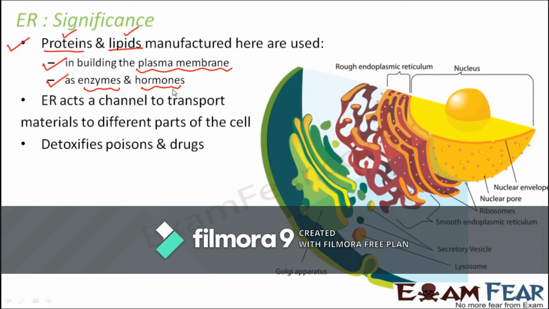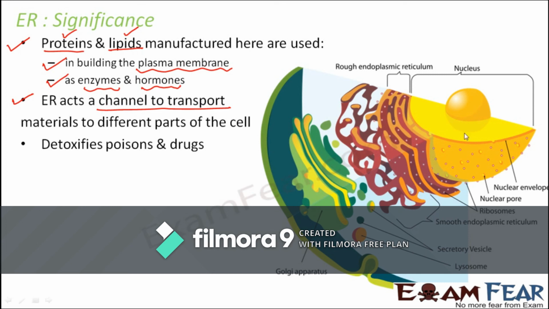If you talk about hormones, they play extremely important roles. For example, see how our brain controls all other parts of our body. How? By secretion of hormones. So hormones can actually control a lot of activities which take place inside our body. So the synthesis of such basic molecules like proteins and lipids is taken care of by the endoplasmic reticulum. Endoplasmic reticulum acts as a channel to transport materials to different parts of the cell.